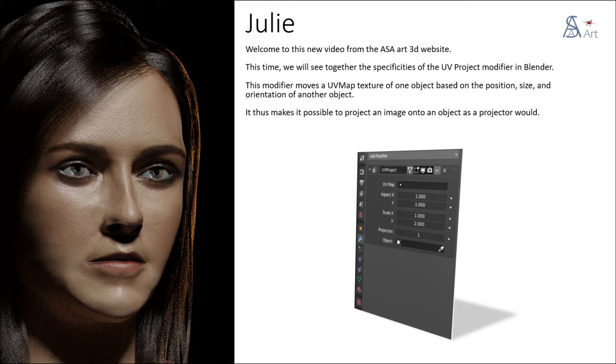This time, we will see together the specificities of the UV project modifier in Blender. This modifier moves a UV map texture of one object based on the position, size, and orientation of another object. It thus makes it possible to project an image onto an object as a projector would.